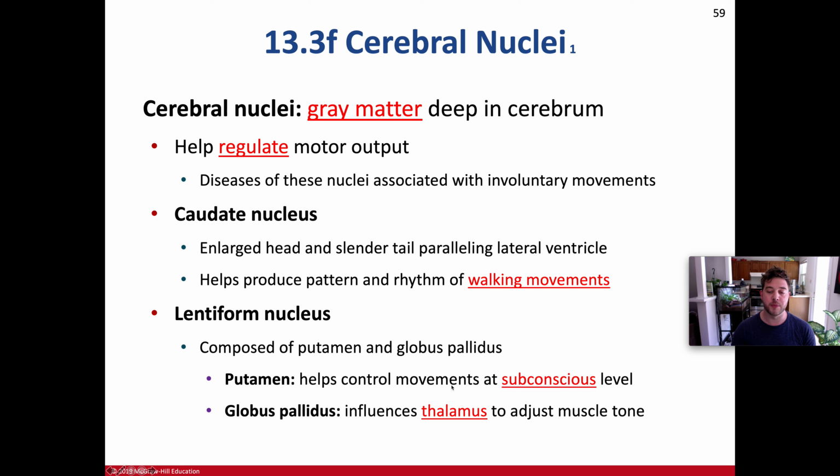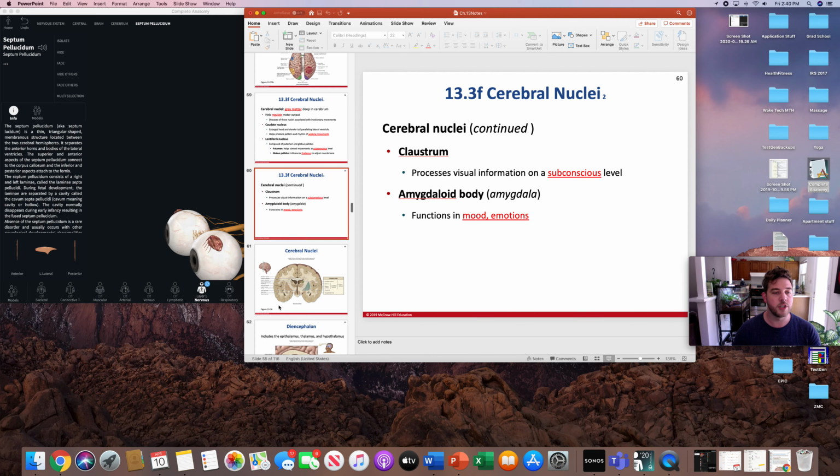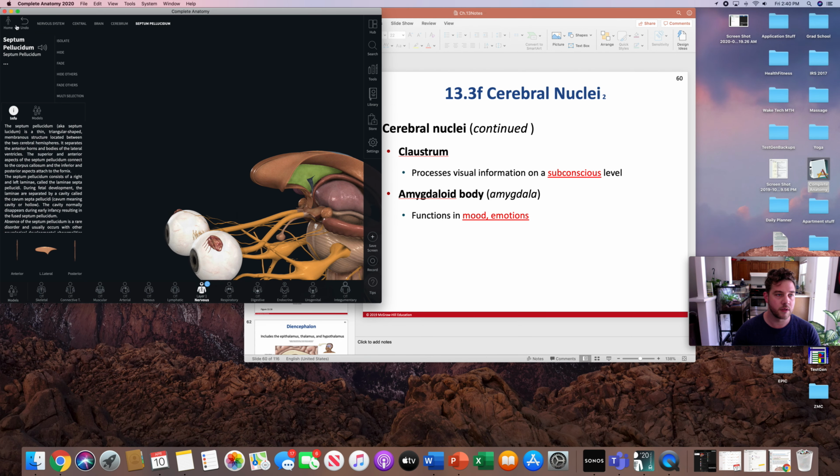The putamen helps control movements at a subconscious level, so that idea that, when you're typing, when you're texting, when you're doing different things, those learned movements that we know so well, you don't really have to think about them, as well as breathing, right? Globus pallidus influences the thalamus to adjust muscle tone. And then the claustrum processes visual information on a subconscious level, and the amygdaloid functions in mood and emotions. So just to let you look at those.